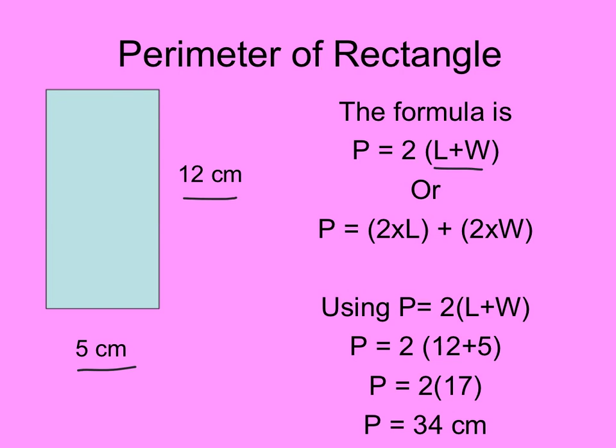Or you can distribute the 2 out prior to using the formula and make it 2 times L plus 2 times W. Regardless of which one you choose, please remember the order of operations, so you do what is inside the parentheses first. For this example, I chose P equals 2 times (L plus W), plugging in the 12 and the 5 for the L and the W respectively. I do what is inside the parentheses first. 12 plus 5 gives me 17, finishing the problem with 2 times 17, giving me 34 centimeters.